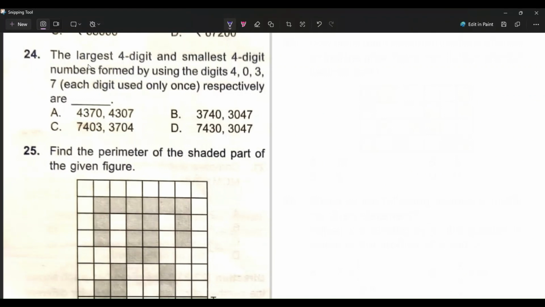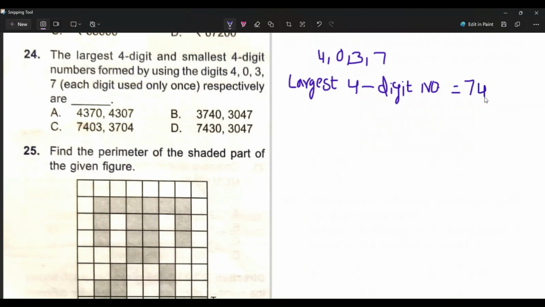24th question. The largest 4-digit and smallest 4-digit numbers formed by using the digits 4, 0, 3, 7, each digit used only once respectively are dash. So these are the digits given: 4, 0, 3, 7. Largest 4-digit number is nothing but numbers to be arranged in the descending order. First comes 7, followed by 4, then 3, then 0.